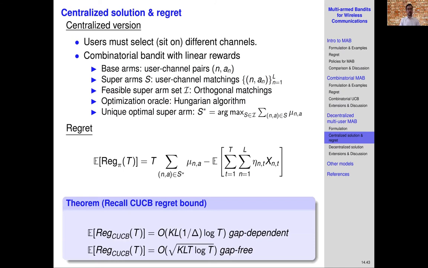Let's recall the combinatorial UCB algorithm from the previous part. We can use this for the centralized version of the problem. And we know that CUCB achieves logarithmic in T gap dependent and square root of T log T gap free regrets, which are near optimal.